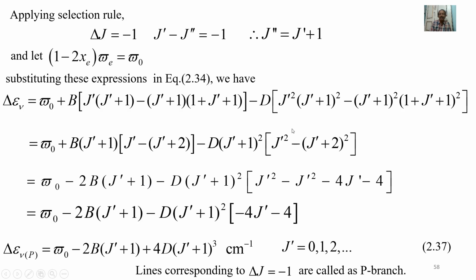And here we just expand J prime plus 2 whole square. So we have J prime squared minus 4J prime minus 4, and these two terms will get cancelled. We have minus 4J prime minus 4. You pull minus 4 out, already one minus is there. So that will give us plus 4D times J prime plus 1 whole square, and here J prime plus 1 is there. So we have J prime plus 1 whole cube. And this is the complete expression for your P branch. Already we studied the R branch, that is for del J equal to plus 1, and here it is del J equals minus 1. This will give the lines corresponding to the selection rule del J equal to minus 1. What we call this as P branch.